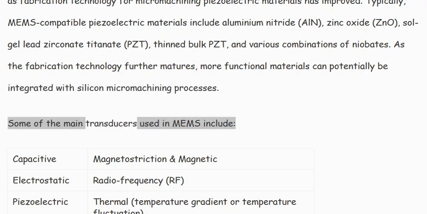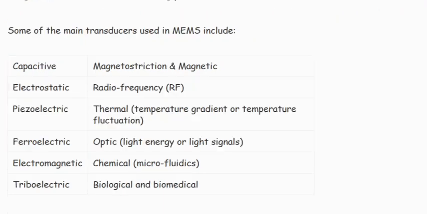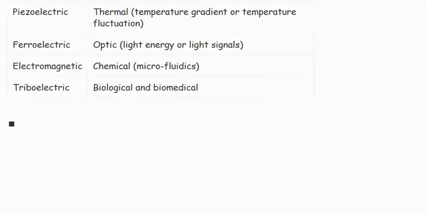Some of the main transducers used in MEMS include capacitive, magnetostriction and magnetic, electrostatic, radio frequency RF, piezoelectric, thermal, temperature gradient or temperature fluctuation, ferroelectric, optic, light energy or light signals, electromagnetic.